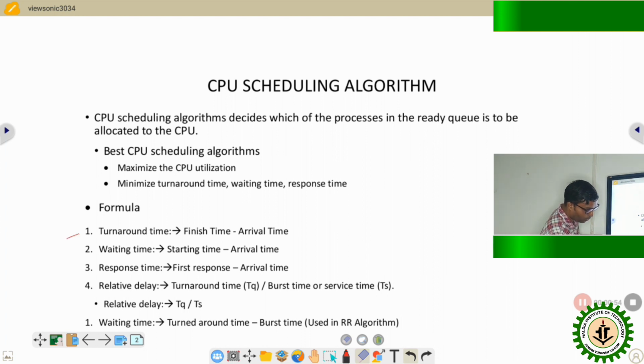What are the turnaround time, waiting time, response time, and relative delay? The last two waiting times are the same. This could be calculated using the round robin algorithm especially, but we are fixed on this waiting time calculation, that is the starting time minus arrival time. Turnaround time is the finish time minus arrival time. Waiting time is the starting time minus arrival time. Response time is the first response minus arrival. Relative delay is the turnaround time divided by the burst time or service time.